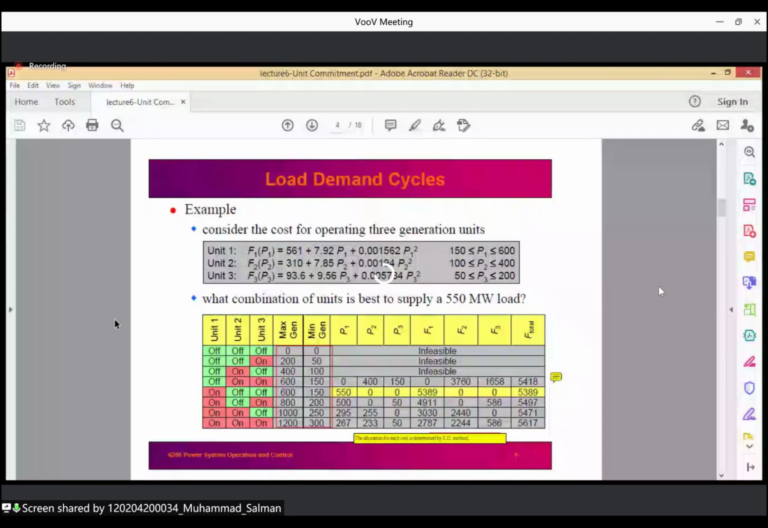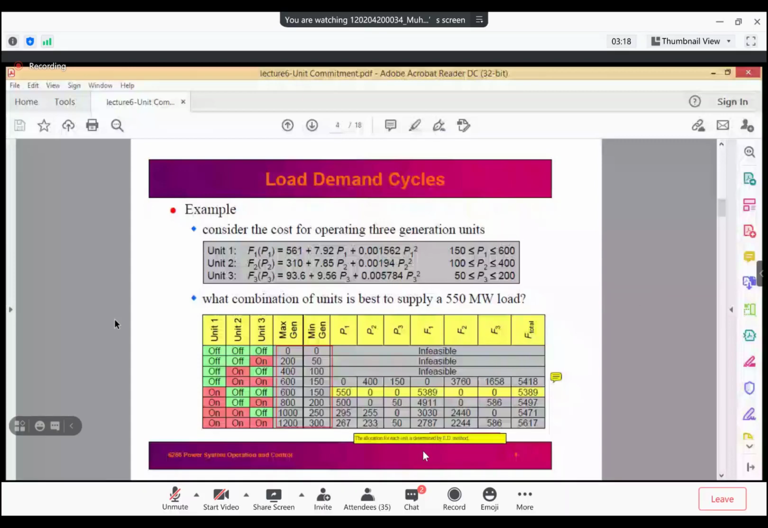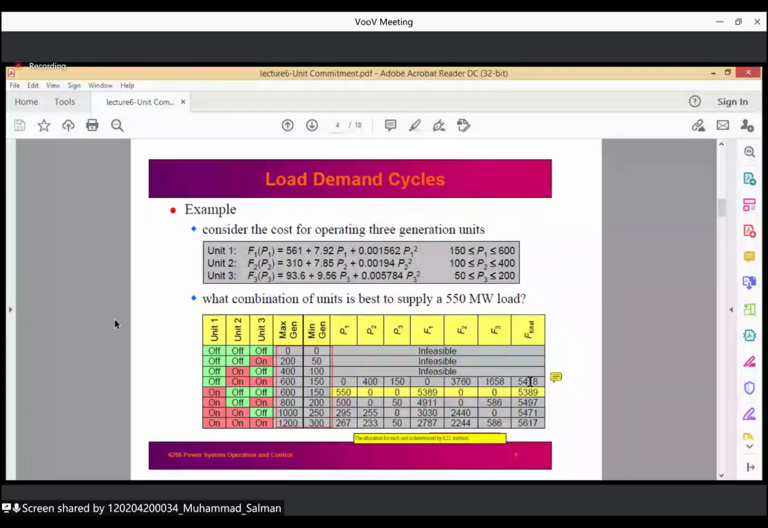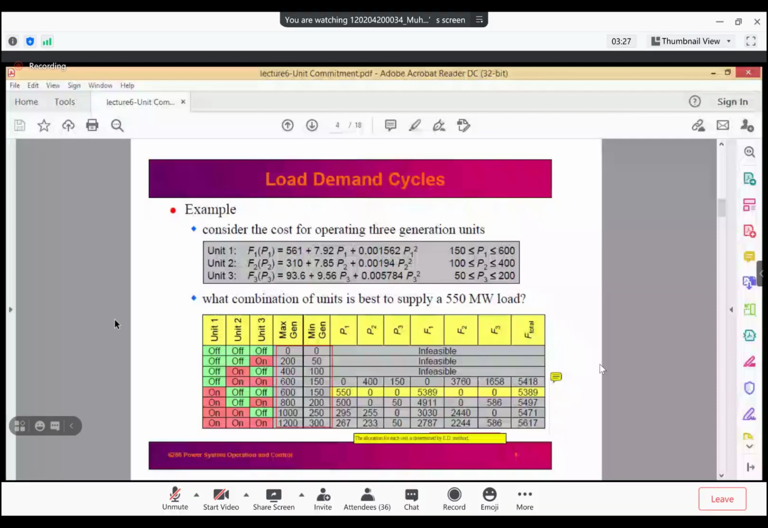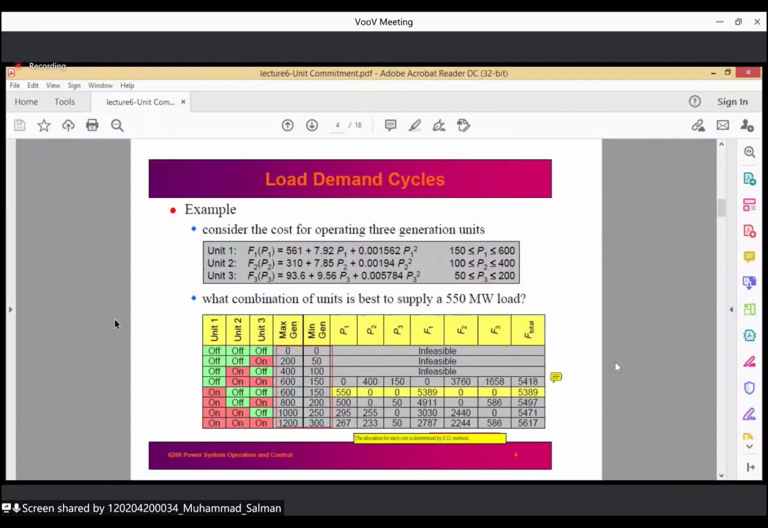The question: what combination is the best for 550 megawatt? So here are 8 possible scenarios. Let us go one by one. In unit one, we said all the 3 units are in minimum generation. Zero things feasible.